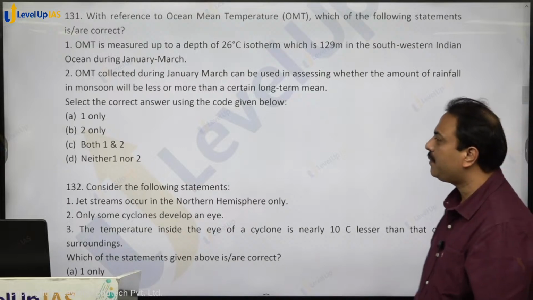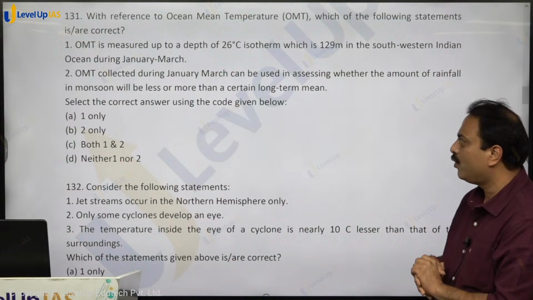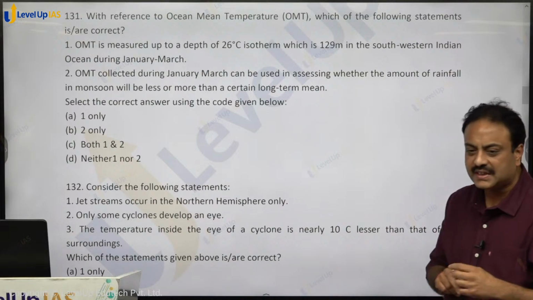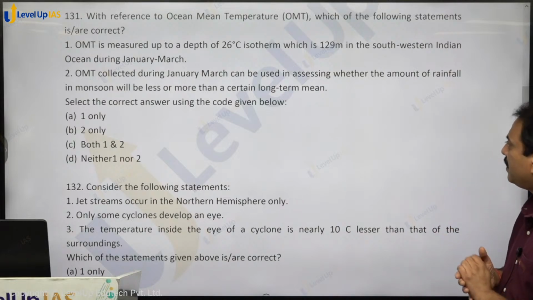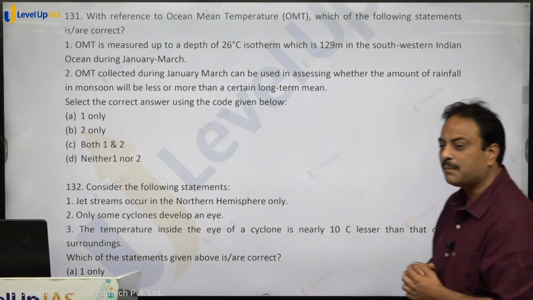With reference to ocean mean temperature, OMT, which of the following statements is correct? OMT is measured up to a depth of 26 degrees Celsius isotherm, which is 129 meter in the southwestern Indian Ocean during January-March.